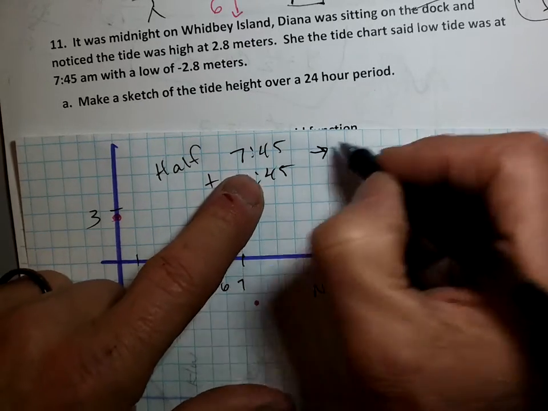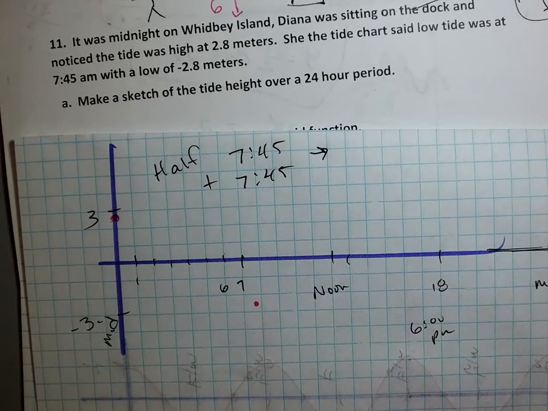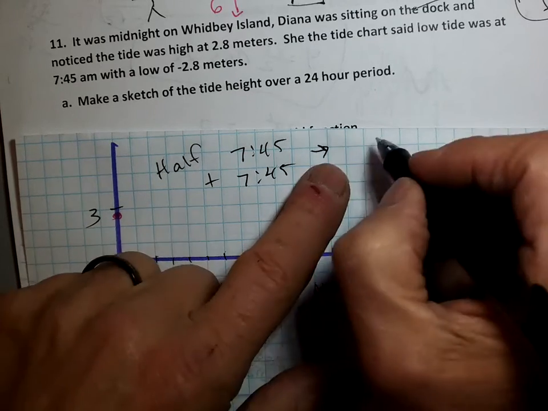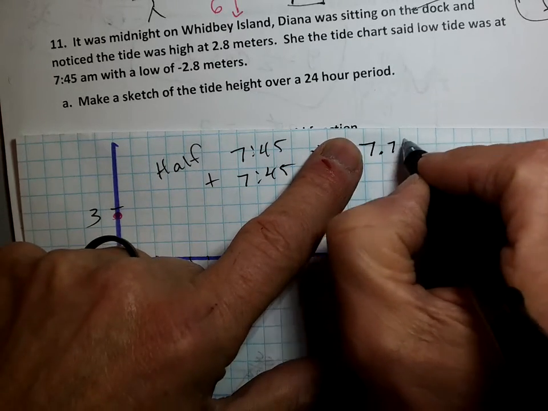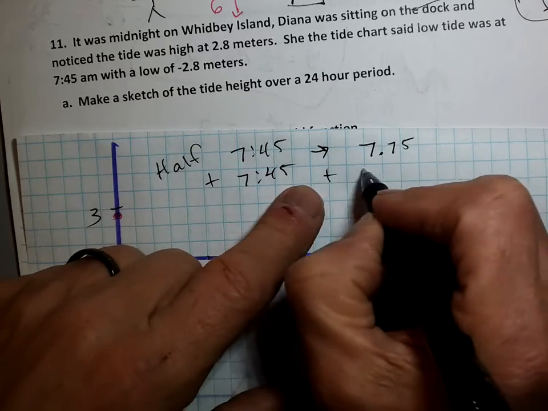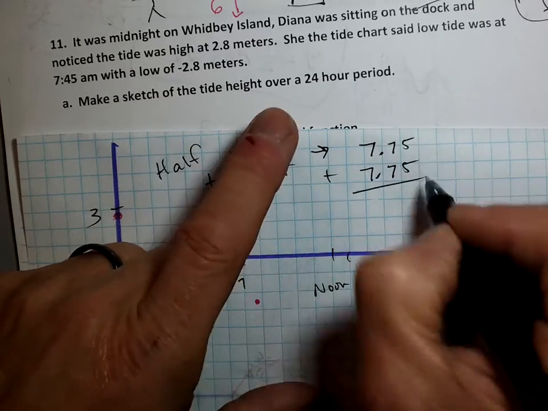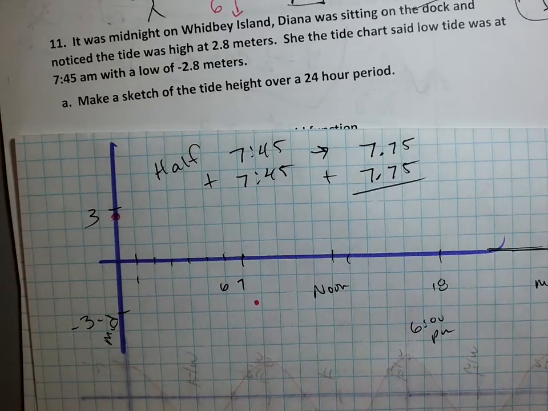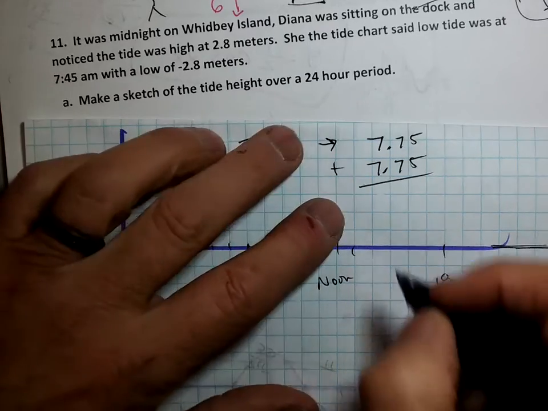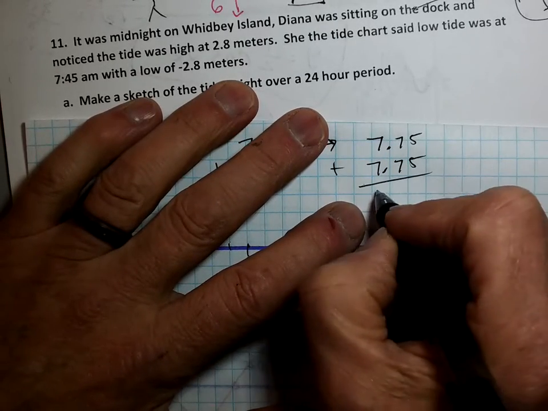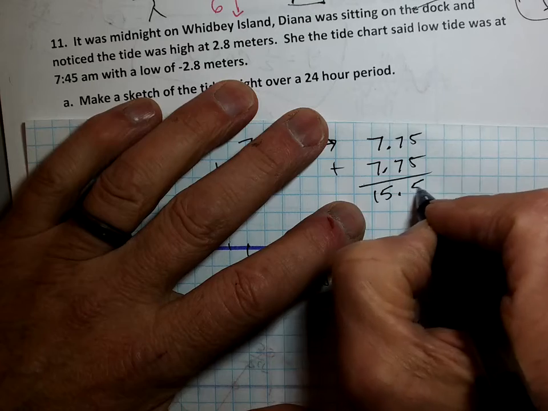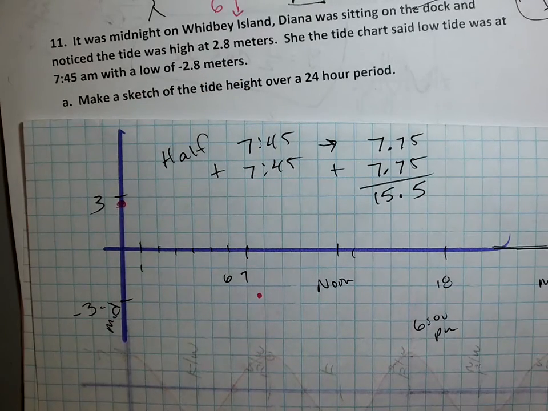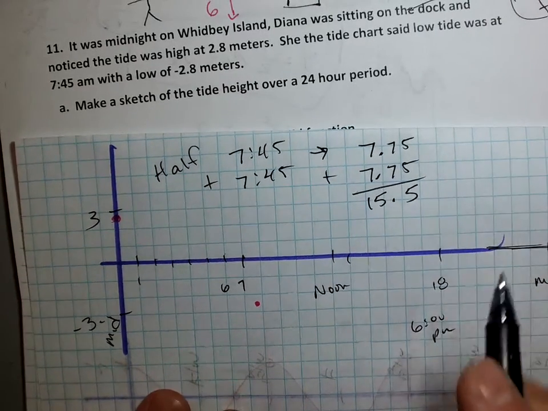So 45 minutes is 3/4 of an hour. Everybody good with that? 45 minutes, 3/4 of an hour. So let's change this to 7.75. We'll add another 7.75. We're going to need the decimal anyway, which is going to be 15.5. Yeah, so 3:30. Yeah, there you go. Caden's way ahead of us. I like that. Okay, so that means the next high tide is at 3:30.